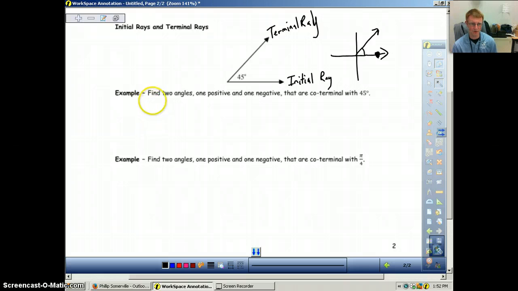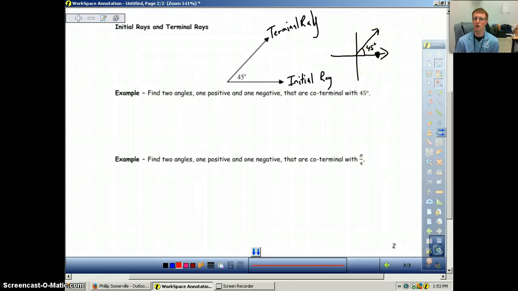So when we talk about this example, it says find 2 angles, one positive and one negative, that are coterminal with 45. So again, let's imagine right here that this is 45 degrees. What coterminal means is a terminal ray that is in the exact same spot but a different degree. So what I mean by that is, we know that this right here is 45 degrees because that's been given to us.